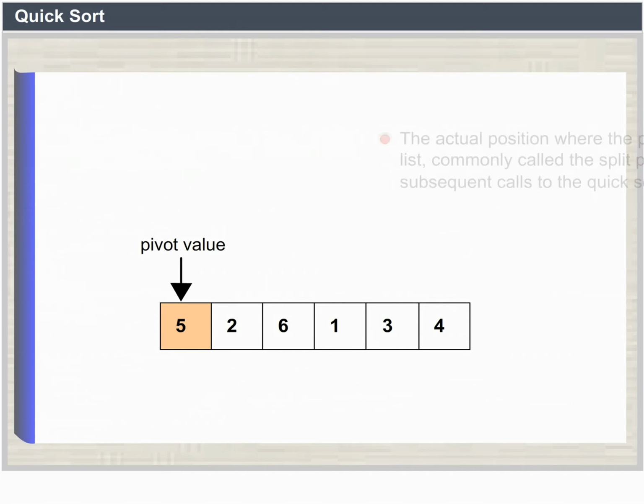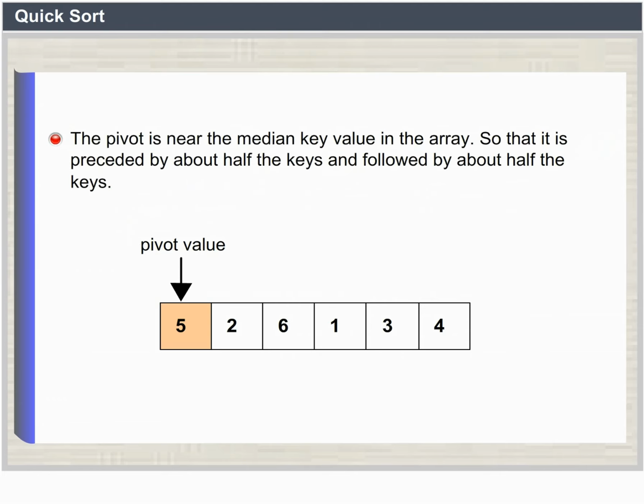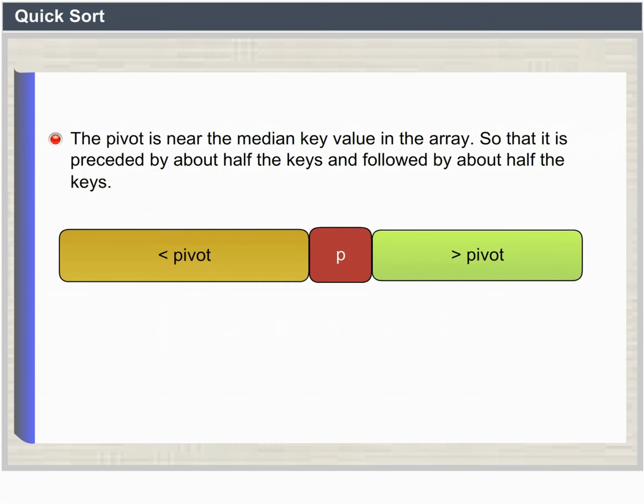The actual position where the pivot value belongs in the final sorted list, commonly called the split point, will be used to divide the list for subsequent calls to quicksort. The pivot is near the median key value in the array, so that it is preceded by about half the keys and followed by about half the keys.